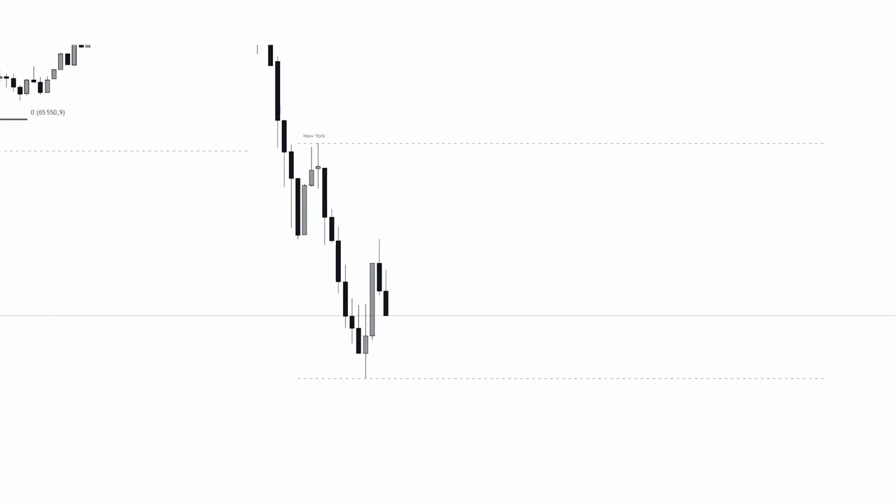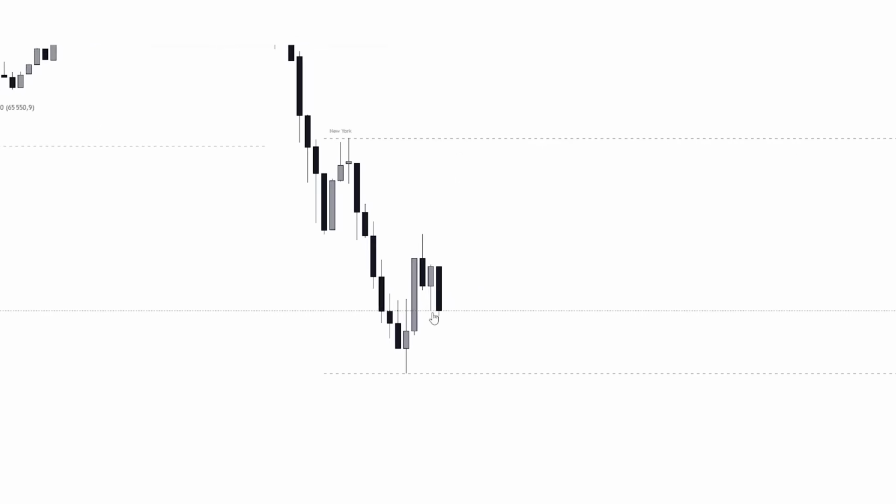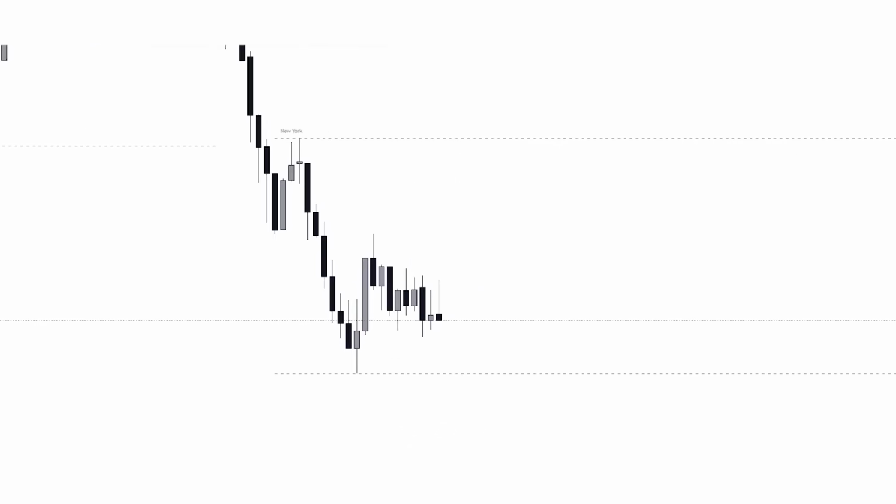And now the New York session has started. We have a low, and we have a sweep of this low. Here, I won't even stretch the Fibonacci. It's obvious that this trade does not suit us.